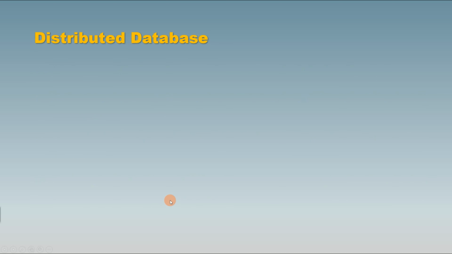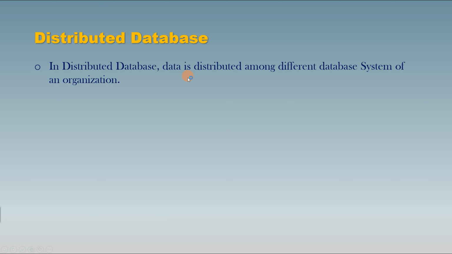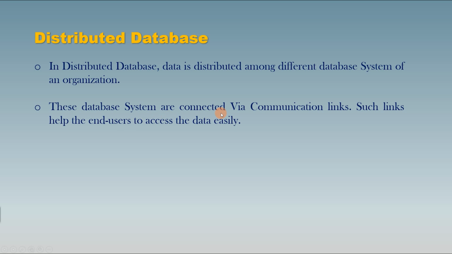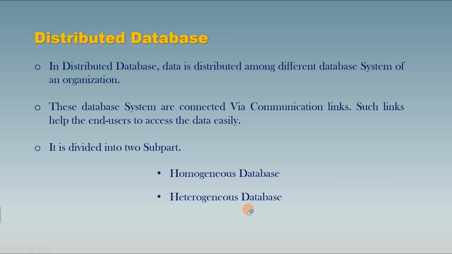Now distributed database. In a distributed database, data is distributed among different database systems of an organization. These database systems are connected via communication links. Such links help the end user to access the data easily. It is subdivided into two parts. First one, homogeneous database, and second, heterogeneous database.